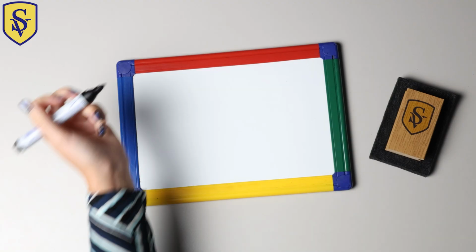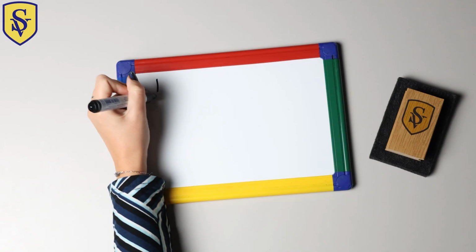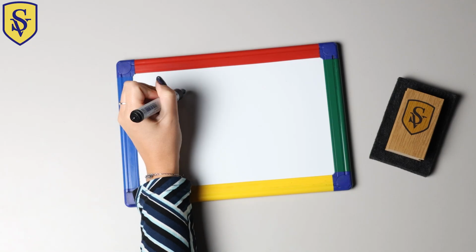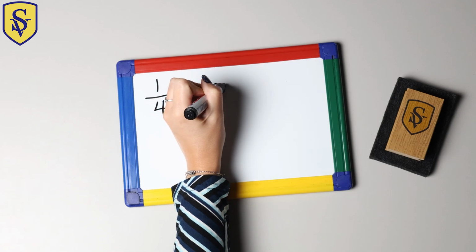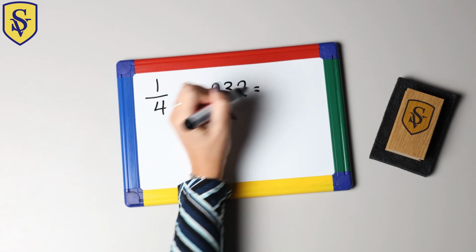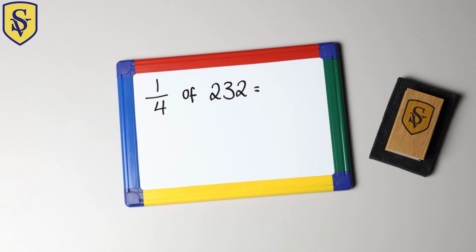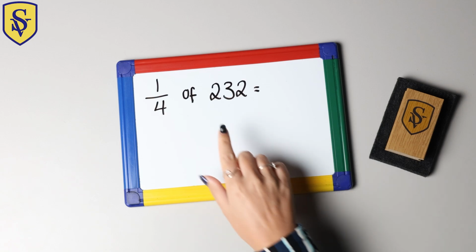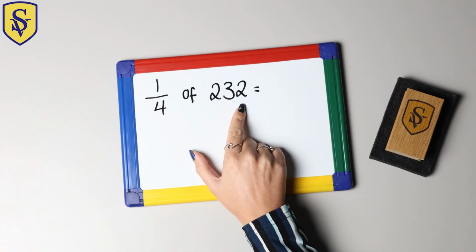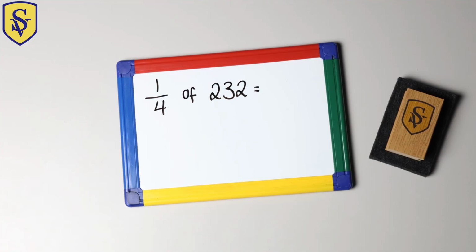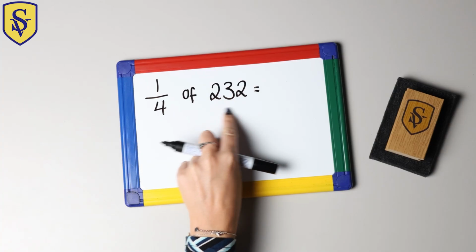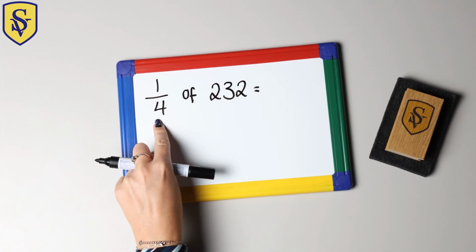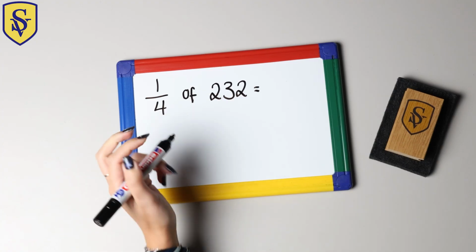So if you have been given the question, find 1/4 of 232, what's the best way to go about it? So you're actually going to start off by doing 232 divided by 4. So always do the number divided by the denominator. So this is going to find us 1/4.